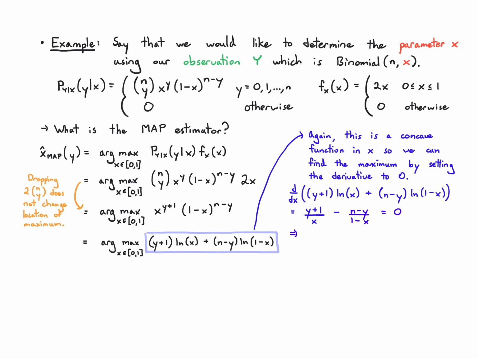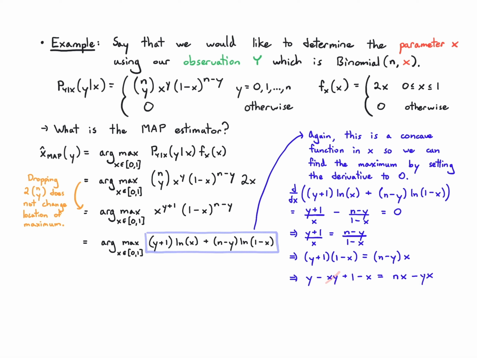So I set it to 0. I get y plus 1 over x is equal to n minus y over 1 minus x. Y plus 1 times 1 minus x is equal to n minus y times x. So then opening that up, I get y minus xy plus 1 minus x is equal to nx minus yx.